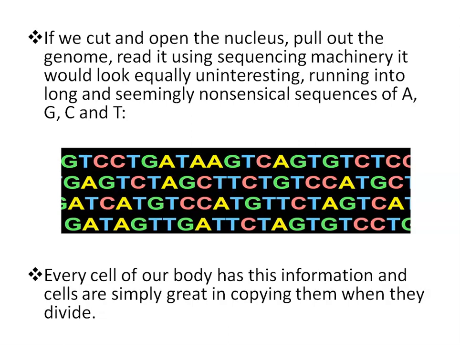Now listen, if we cut and open the nucleus, pull out the genome, and read it using sequencing machinery, it would look equally uninteresting, running into a long, seemingly nonsensical sequence. Just look at this diagram. This is a sequence of 4 types of bases present in DNA: adenine, guanine, cytosine, and thymine, right? So it will look like this, a string of bases. Every cell of our body has this information, and cells are simply great at copying it when they divide.